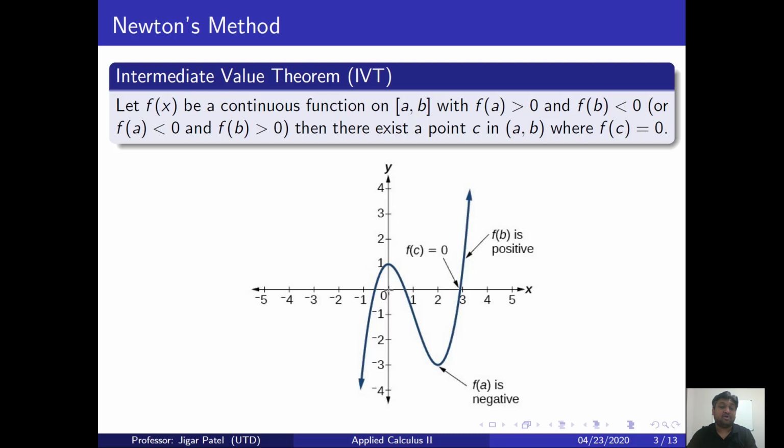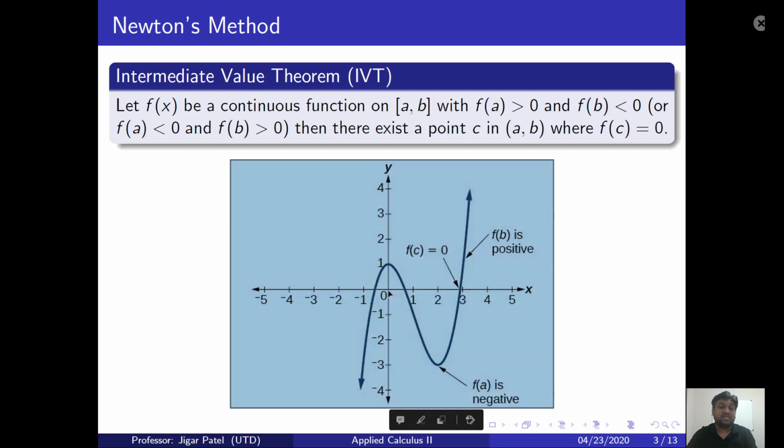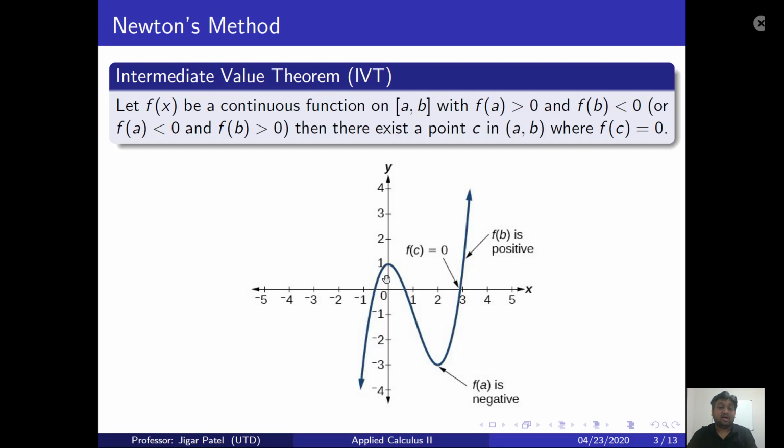Understand that if you consider this interval from 0 to 1, the function value at 0 is positive 1, and the function value at 1 is negative. So the value changes from positive to negative. So there must be one point in between 0 and 1 where the graph cuts the x-axis, meaning at the x-axis your function value is 0, right? And this is the 0 of your function. Very interesting result, very clean result. So this is the idea behind Newton's method.